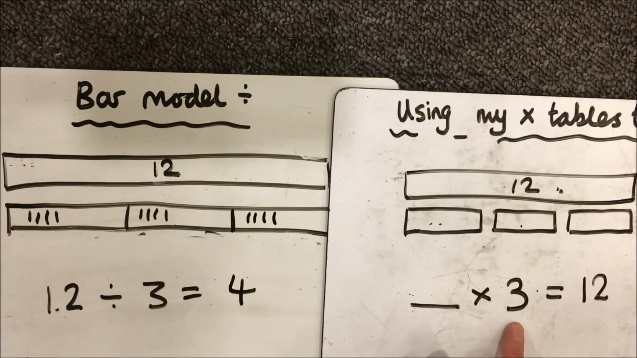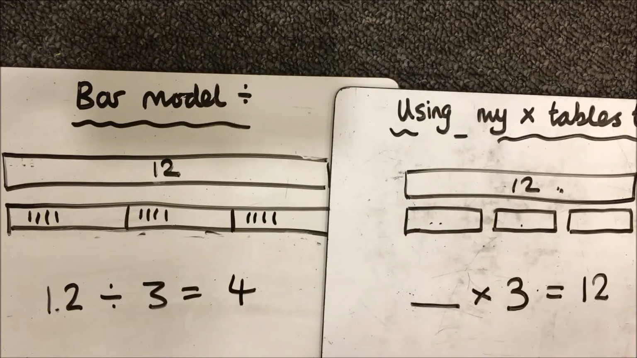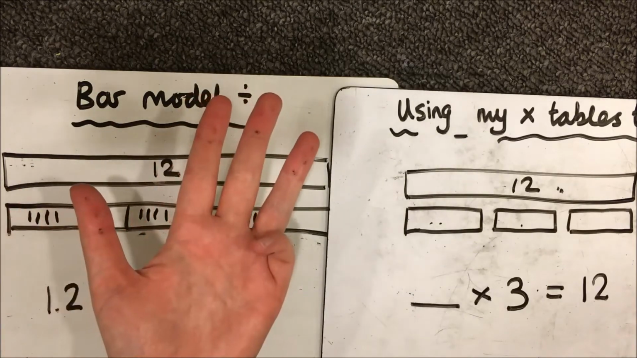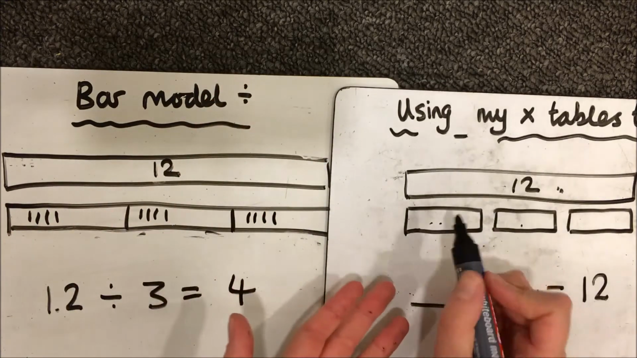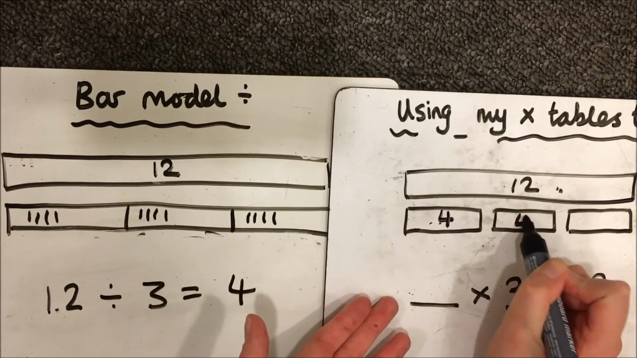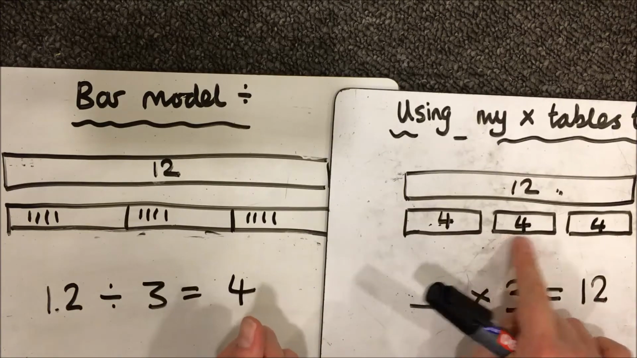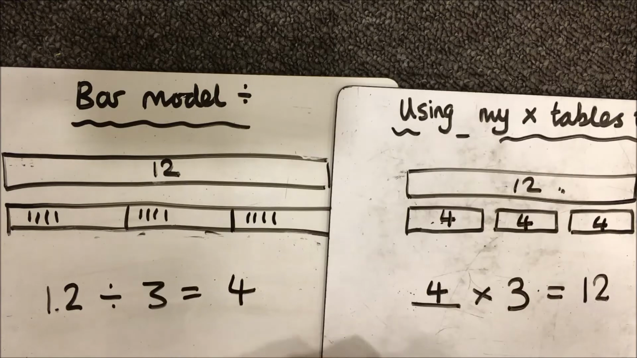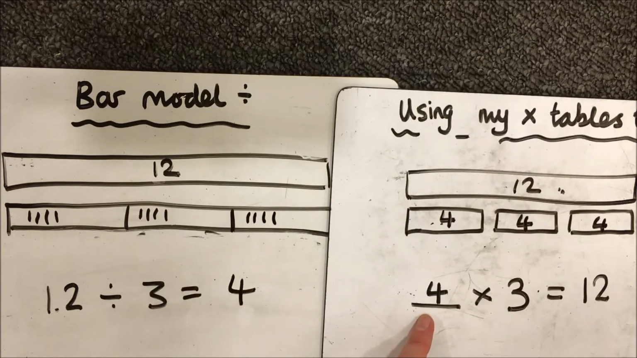So we can count in 3s, something times 3. Should we try and count in 3s until we get to 12? Ready? 3, 6, 9, 12. So I've got groups of 4. 4 times 3 is the same as 12. And I've got my answer. It's 4. Can you see how we've used our times tables? We can use times tables to help with our divide because they are opposites.